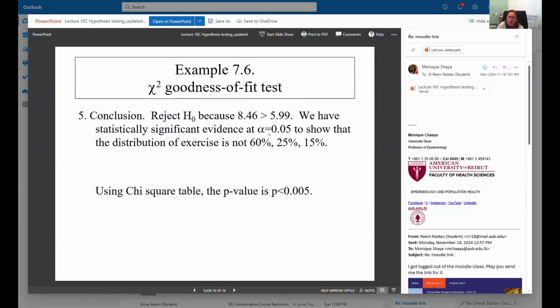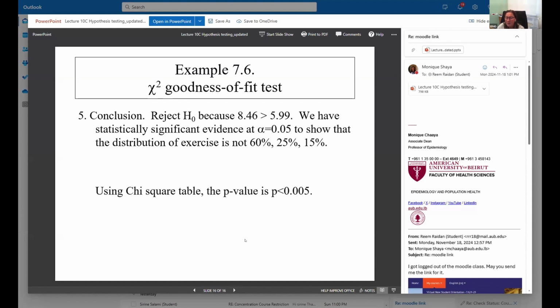So what is the H0 in that example when I have one sample? That the data fits that distribution. Actually, it does not fit the distribution, so I reject H0. Okay? And based on the table, actually the p-value is less than 0.05. I think it's between 0.025 and 0.005 from the chi-square test.